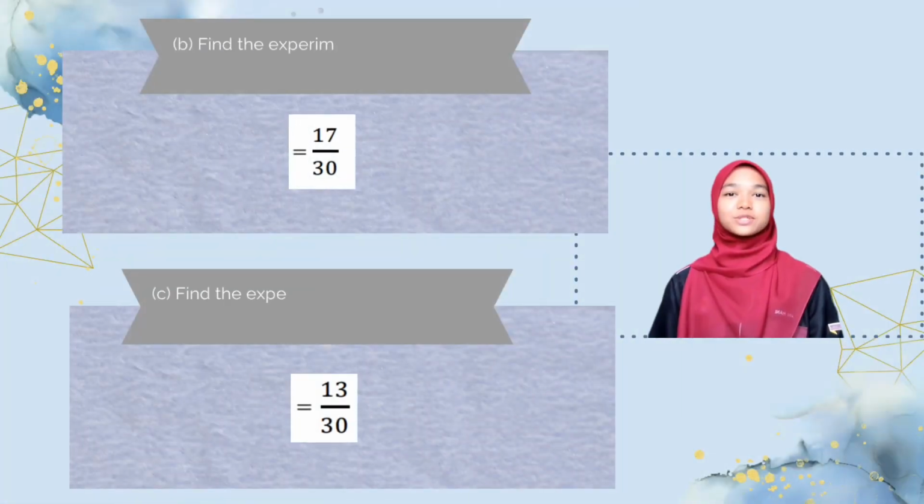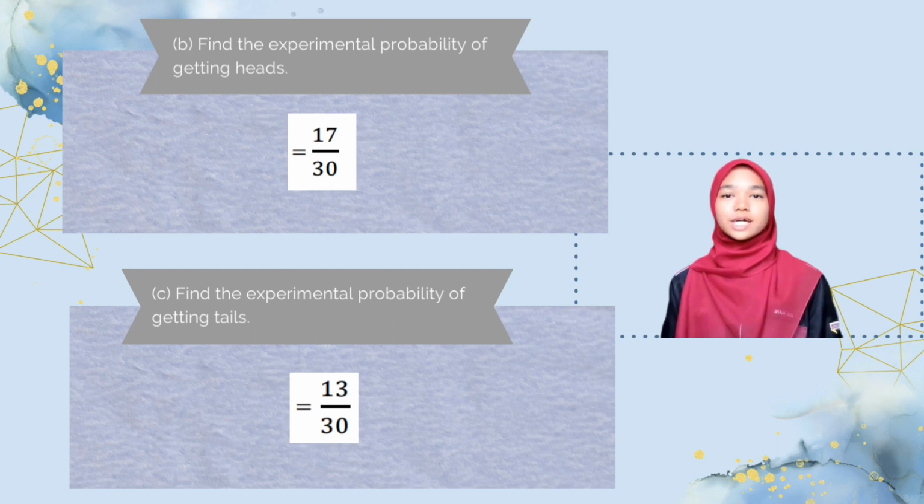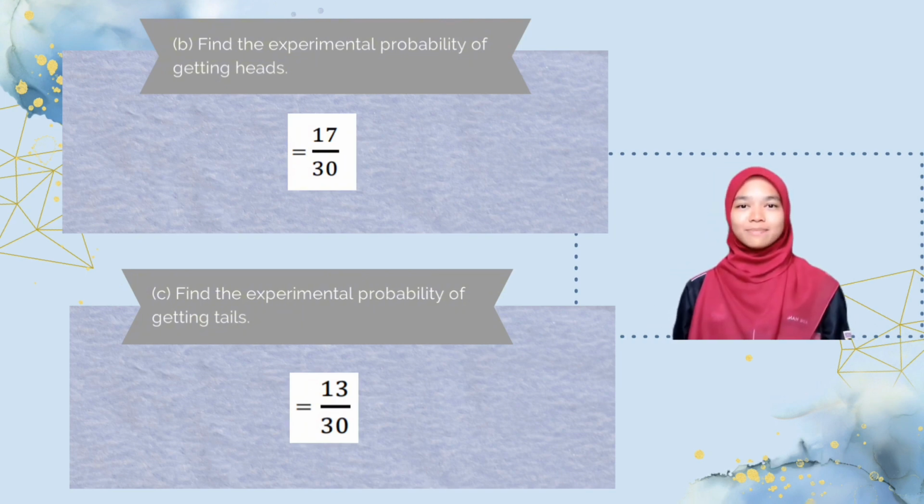Question B needs us to find the experimental probability of getting heads. The formula for experimental probability is the number of times the event happens divided by the total number of trials. From that, we can conclude the experimental probability is 17 per 30. Next, find the experimental probability of getting tails. The formula is the same as the previous slide. Hence, the result for the experimental probability of getting tails is 13 per 30.